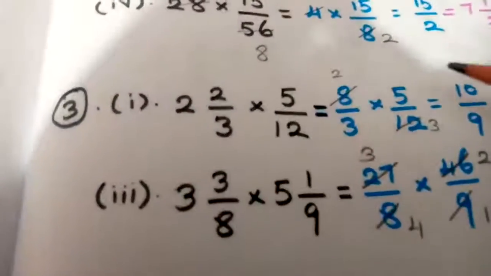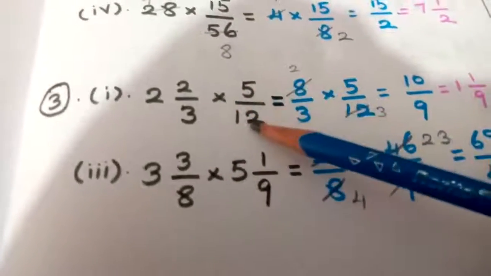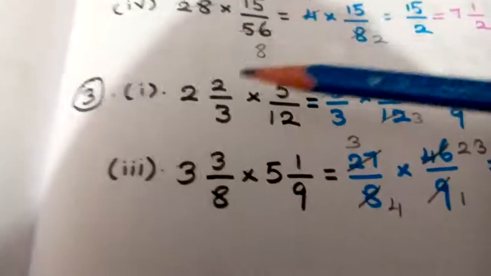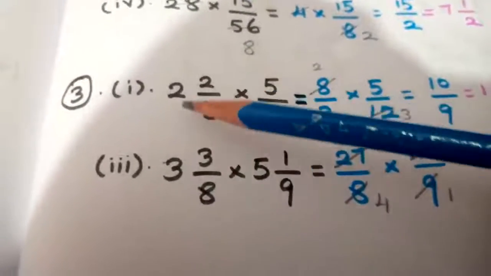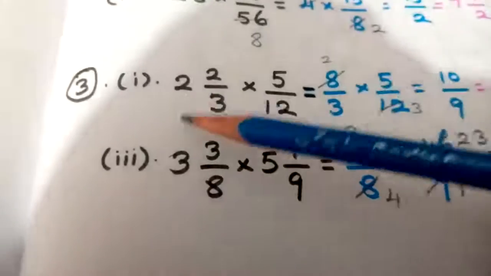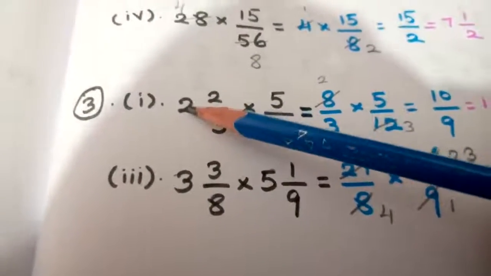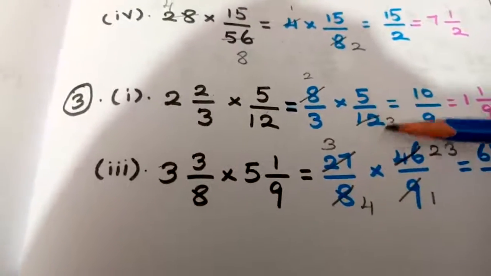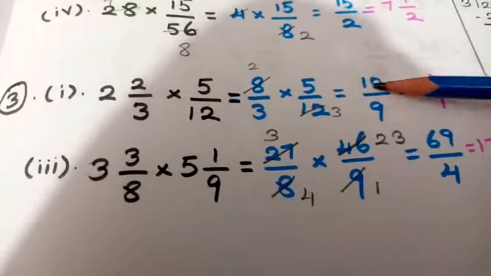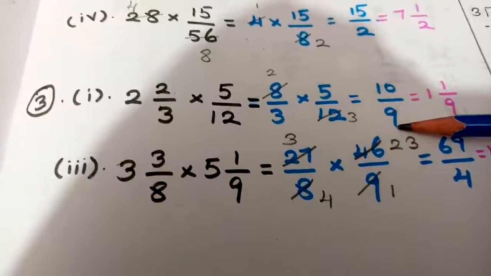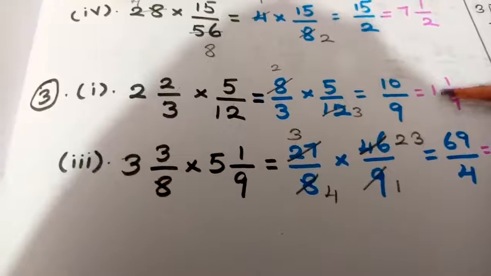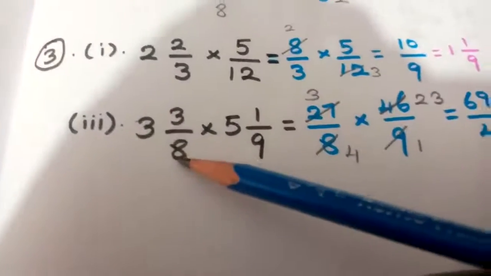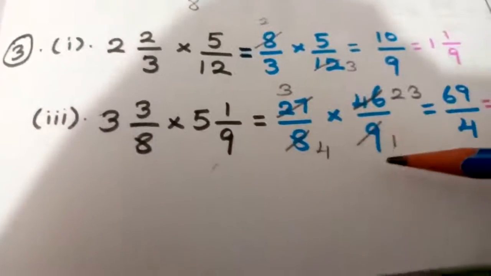Coming to question number 3, they have given you 2 fractions. One is mixed and another is a fraction. So what you are going to do is, you are going to convert the mixed fraction into improper fraction. That is 3 2s are 6, 6 plus 2, 8, 8 by 3 into 5 by 12. Cancel the terms. After cancelling, you will be getting the value as 10 by 9. You can keep this 10 by 9 as it is, or you can convert this into mixed fraction 1 1 by 9. Same way, convert these 2 mixed fractions into improper fractions.